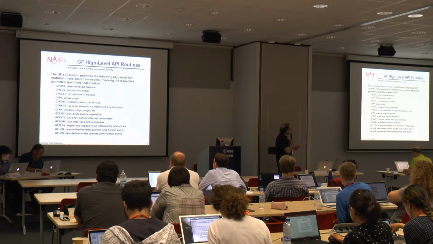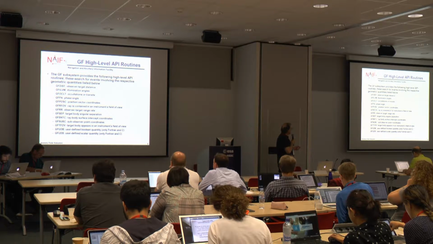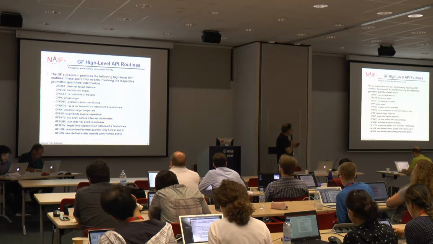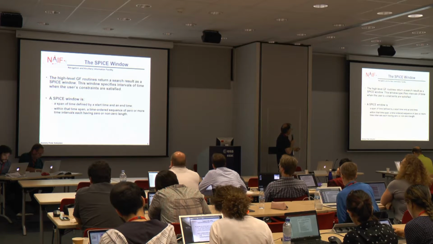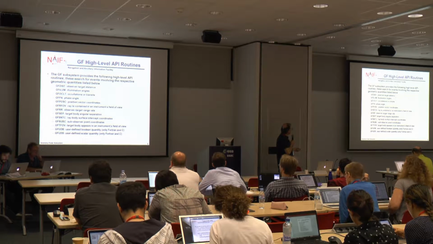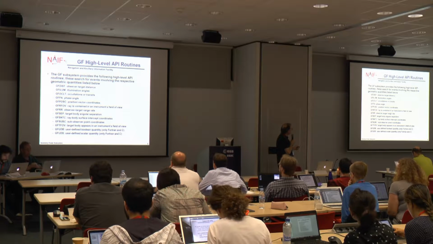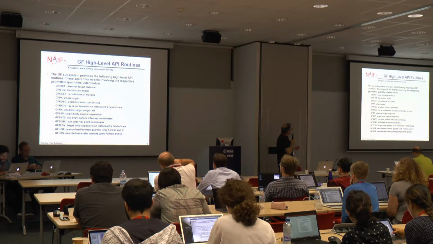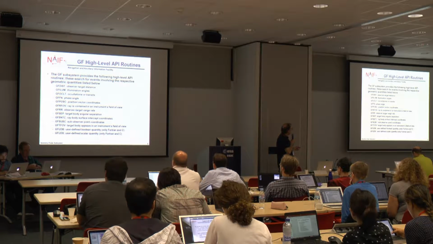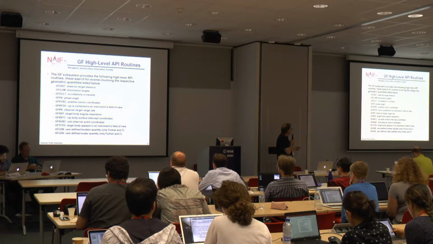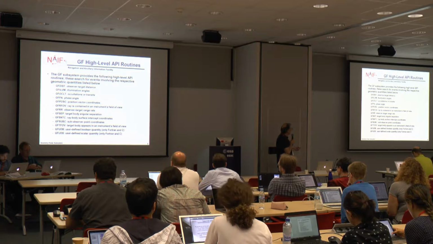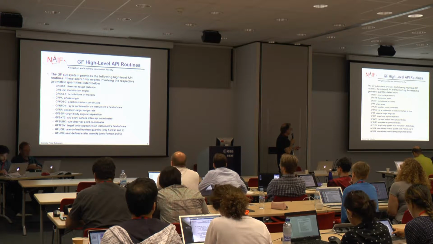These are the high-level GF API routines. I don't know if I said this, GF is just our usual abbreviation for geometry finder. GF dist solves for conditions on observer target distance. You can also solve for conditions on illumination angles, find times of occultations or transits, solve for conditions on phase angle, solve for conditions on coordinates of a position vector. So you could have a condition on latitude, longitude, range, or x, y, and z, for example.